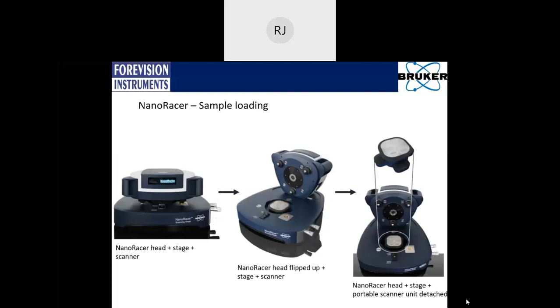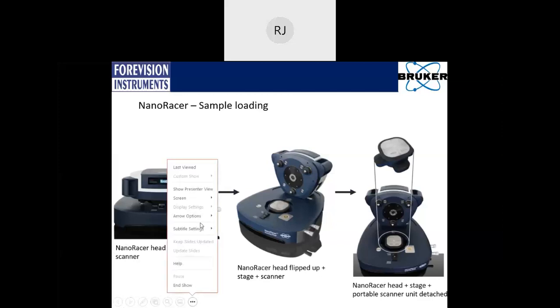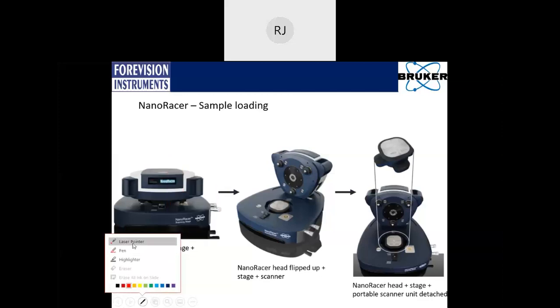So this is the NanoRacer picture. Here you can see the first image. I hope you can see my laser pointer. The first image on the left is the NanoRacer picture, and here the head is flipped up so that you can see the inner parts.